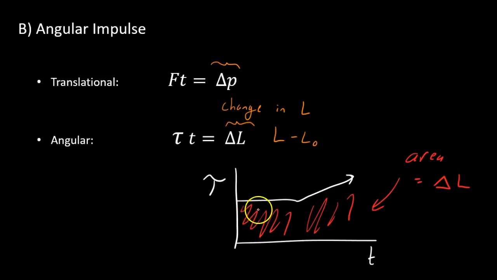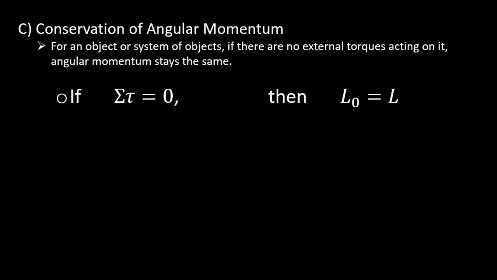You have to realize you look at the area under the curve, and that's equal to the change in angular momentum. Just like how we used to do force versus time graphs and how the area for those was the change in momentum. Okay, so we have our same impulse equation now with the cousins.